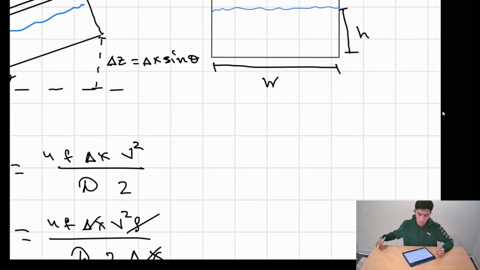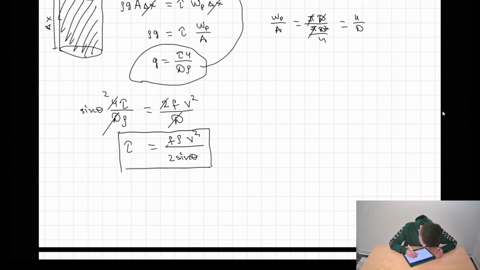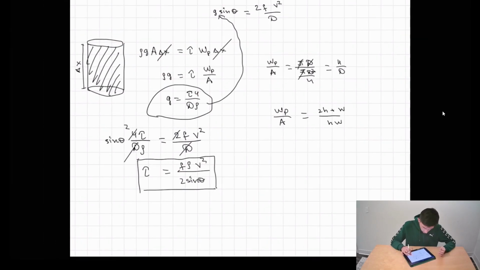So it's 2h plus w, and the cross-sectional area that the water is interacting with is going to be h times w. So our wetted perimeter over area for our particular case with the open channel is going to be 2h plus w over hw, right? Okay.